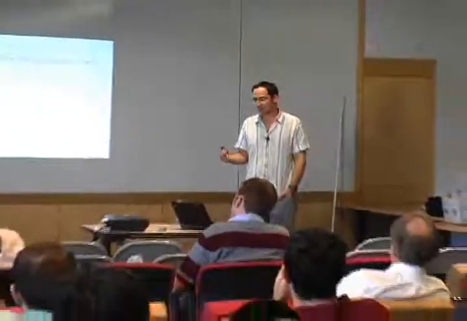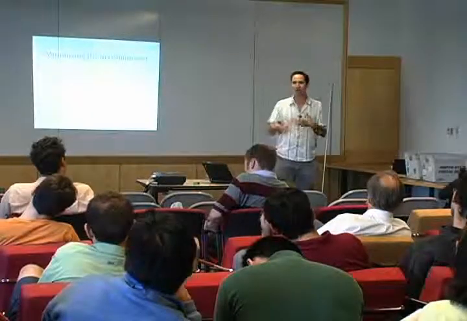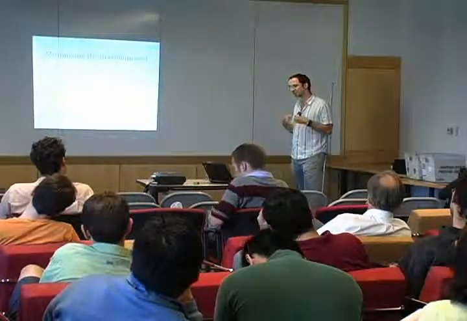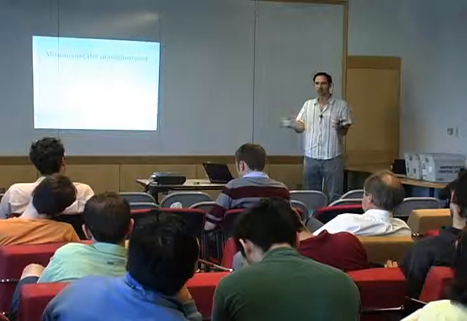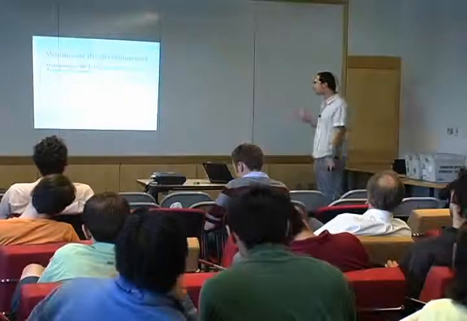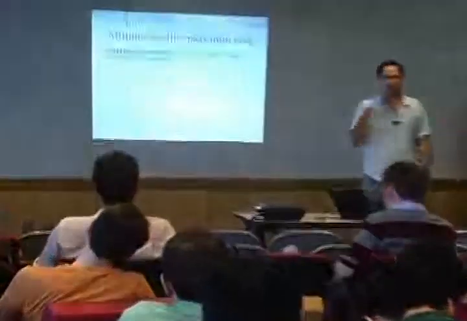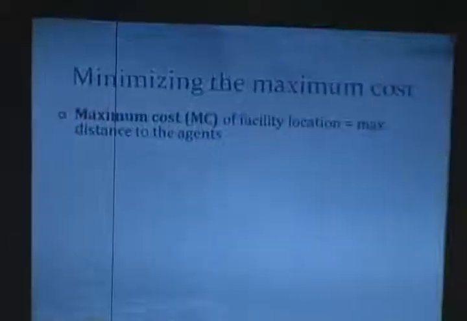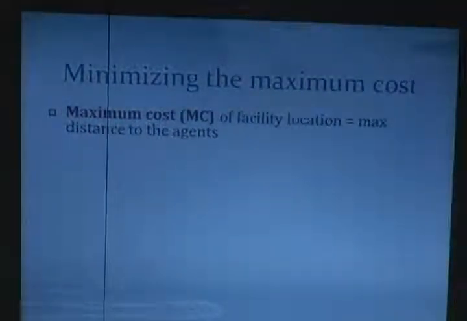Okay, so what I want to do in the second technical part of the talk before we move to more conceptual things is change the target function. So far we wanted to minimize the social cost, the sum of distances. I want to talk about the second target function, minimizing the maximum cost. So now the maximum cost is going to be the maximum distance between the facility and any of the agents. Okay, so instead of looking at the sum of distances, we want the maximum distance.